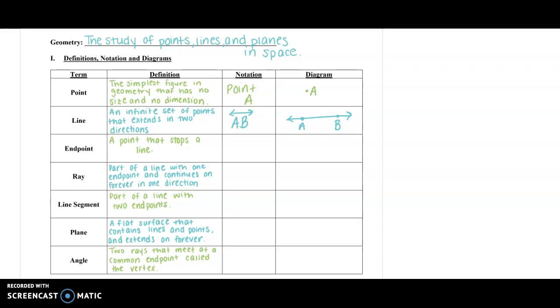The notations that we're talking about here today are very important because if you didn't put that line above the letters A and B, people wouldn't know. Are you talking about a line, a segment, a ray, things like that? You need to make sure that you are being very specific.